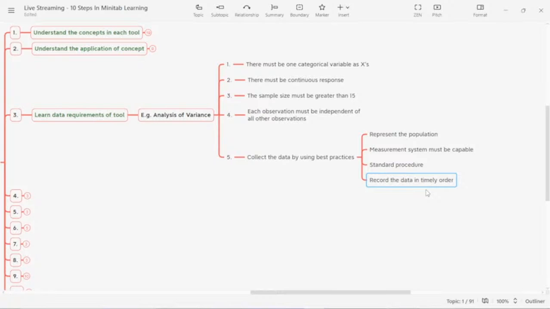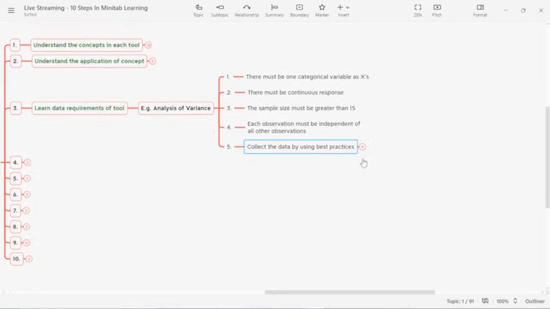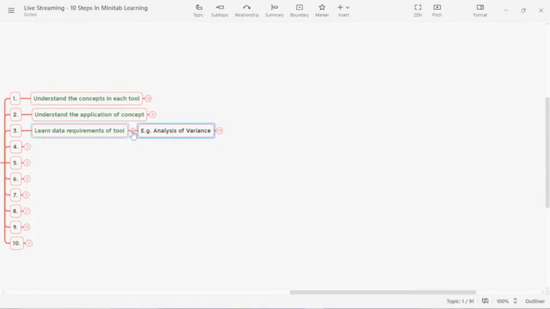So these are the best practices that we need to follow, and it is very important to understand the data requirements for each tool before application or before learning of it. Are these three important steps clear to you?